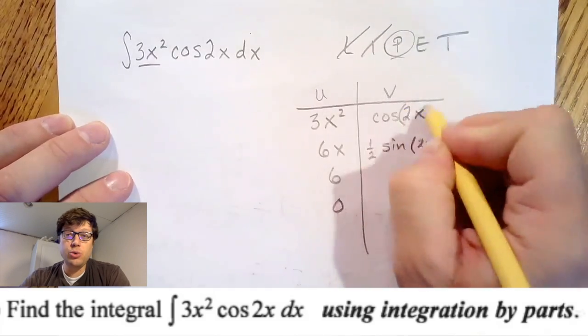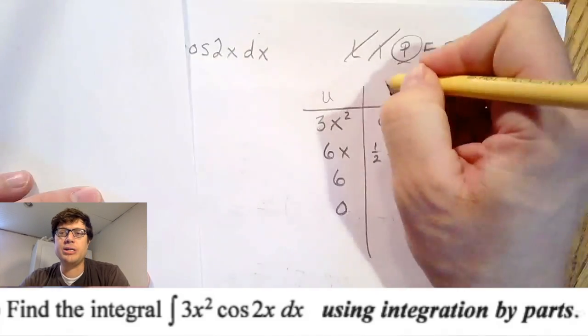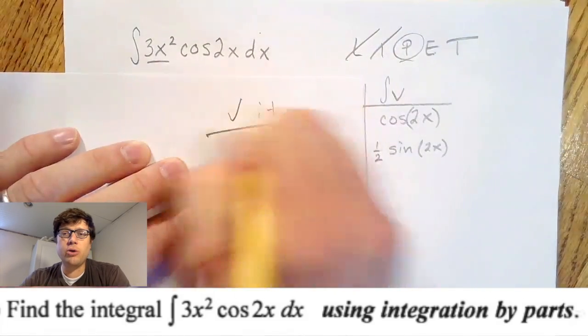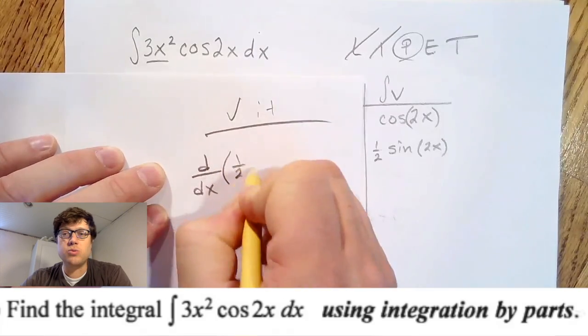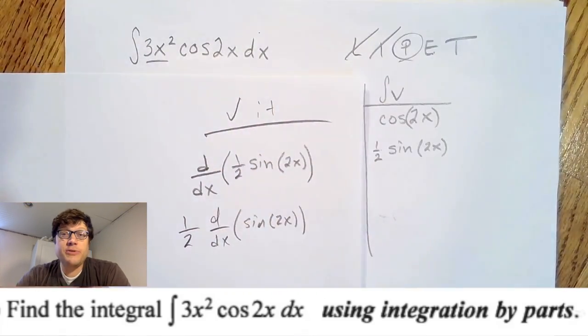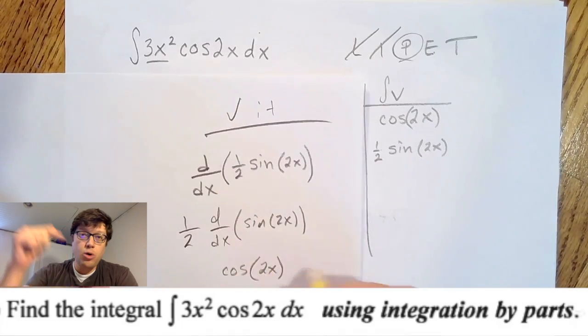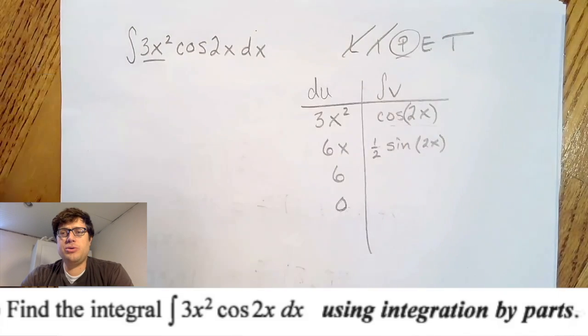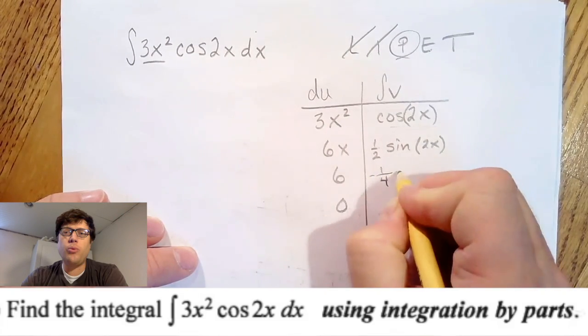So setting up my u column, or my du column, really, it's 3x squared, then 6x, then 6. And a little reminder, the integral of cosine of 2x is 1/2 of sine 2x. You got to check it, so actually do the derivative. See if it takes you back to the row up above it. It does work, so we continue to use that structure all the way down.